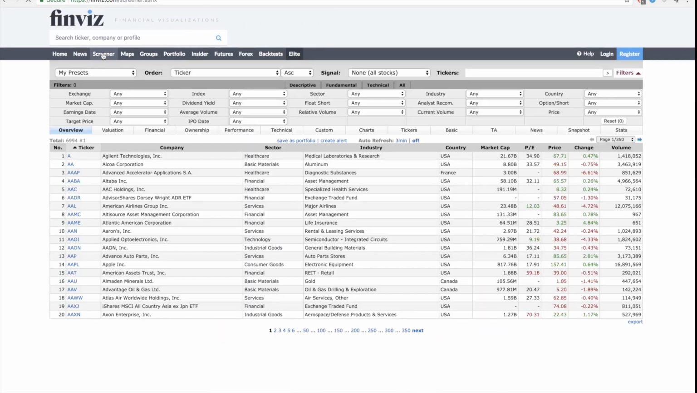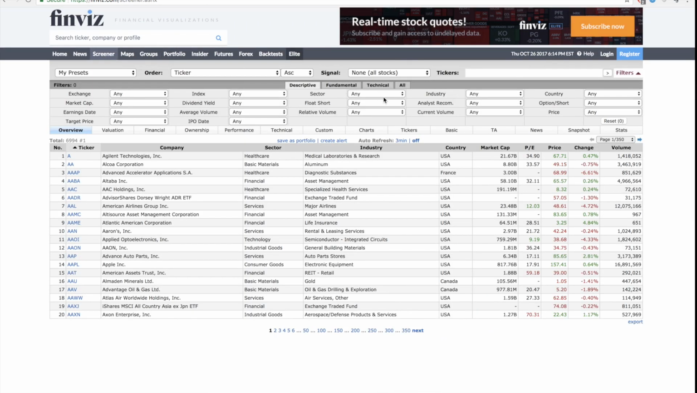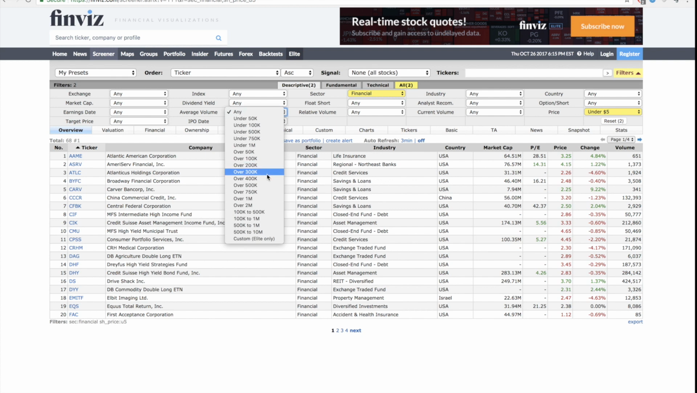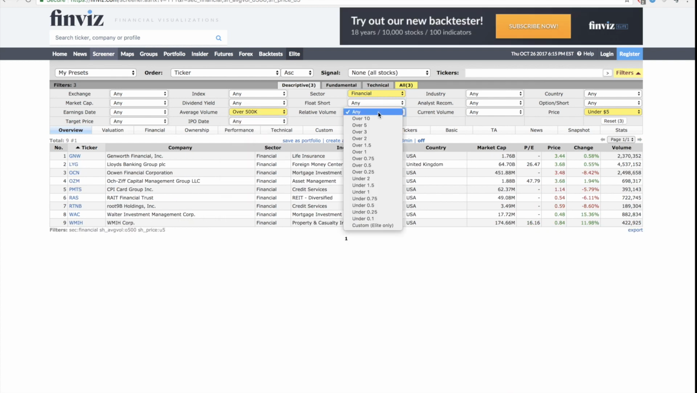Then you go to the screener, go to the sector, hit financial, basically just do what we did before. But since it's already a little bit more specific, you can really change the settings up a little bit, make the market cap any, change your price to make it something that you want. Keep the average volume over 500K, and you're already down to 9. And you could just trade these.